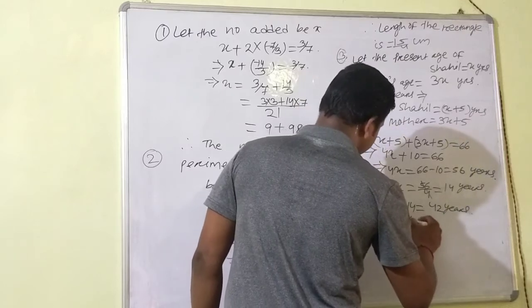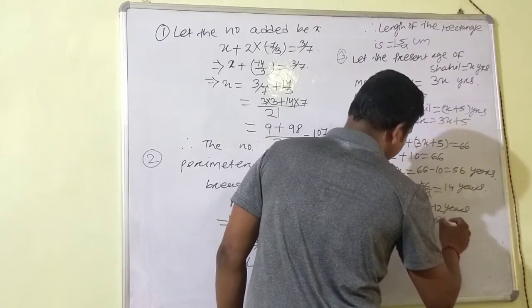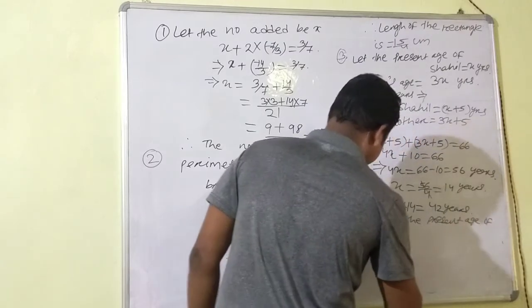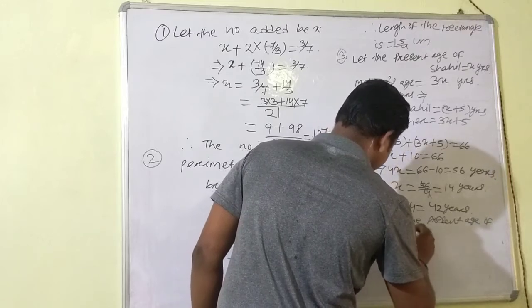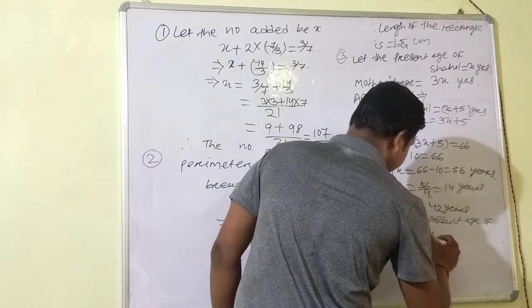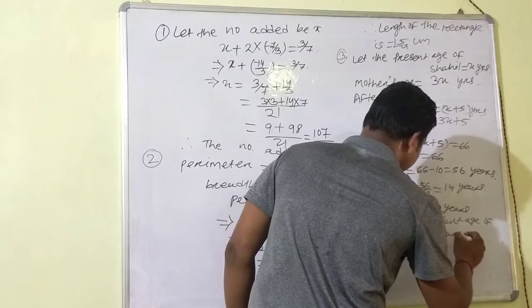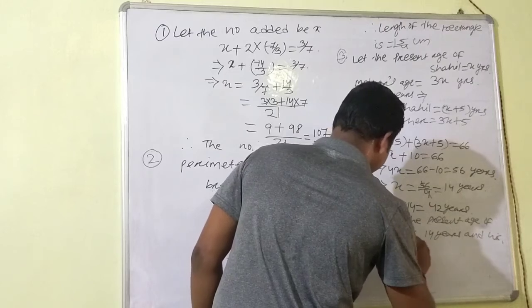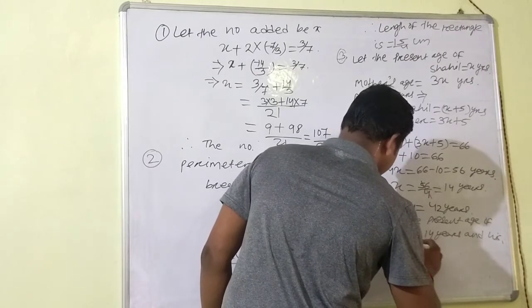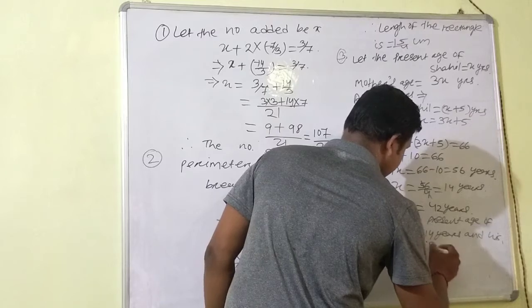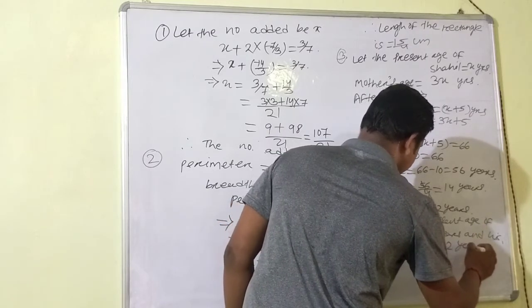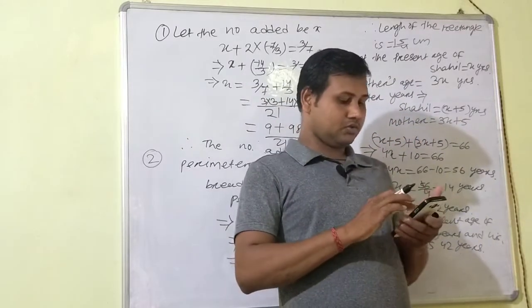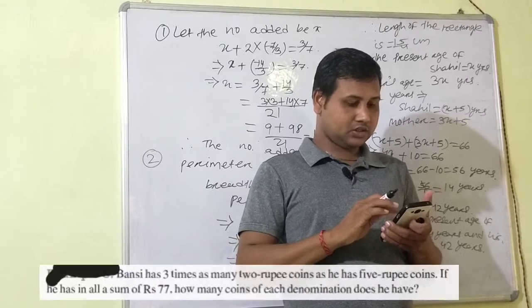Hence, the present age of Sahil will be 14 years and his mother is 42 years. Okay. Now, dear student, we'll discuss another variety of question.